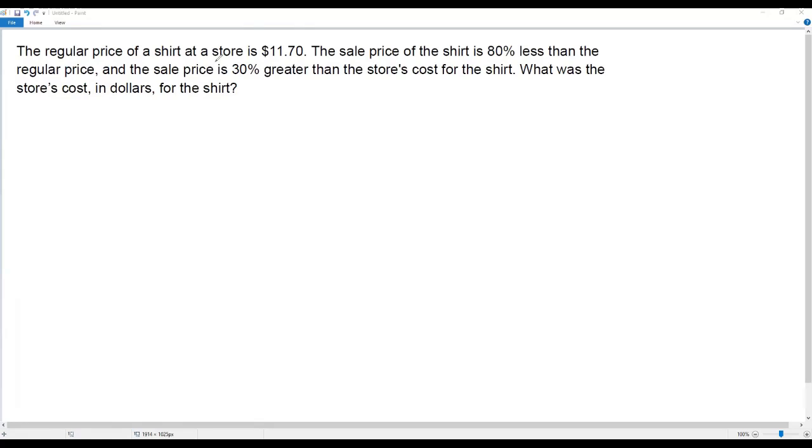The regular price of a shirt at a store is $11.70. The sale price of the shirt is 80% less than the regular price, and the sale price is 30% greater than the store's cost for the shirt. What was the store's cost in dollars for the shirt?